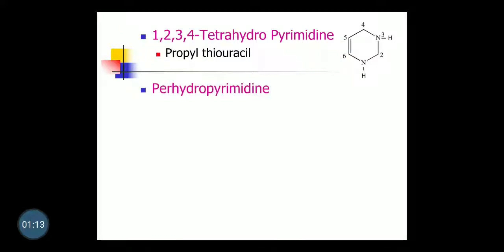The example of the drug is propylthiouracil, which is an anti-thyroid drug, which contains this 1, 2, 3, 4 tetrahydropyrimidine ring in its structure.